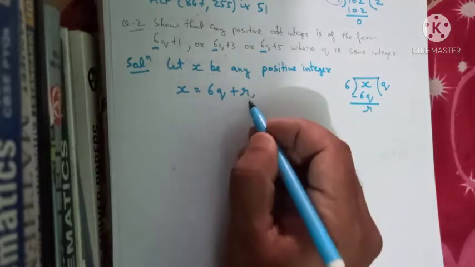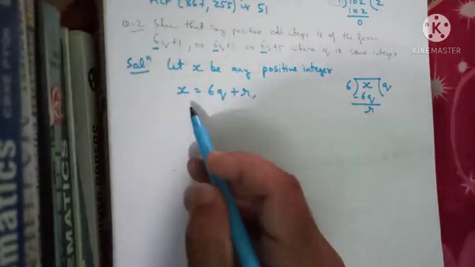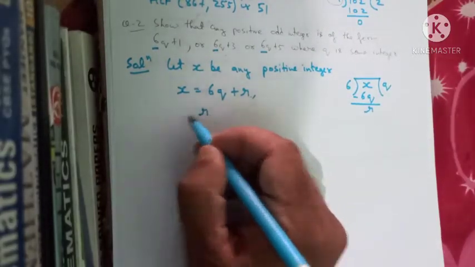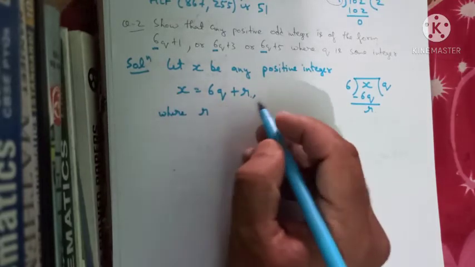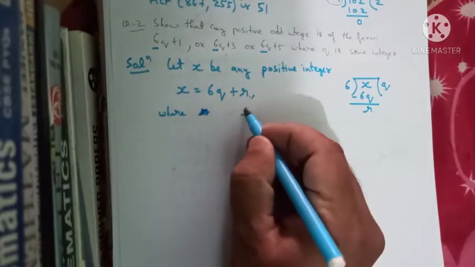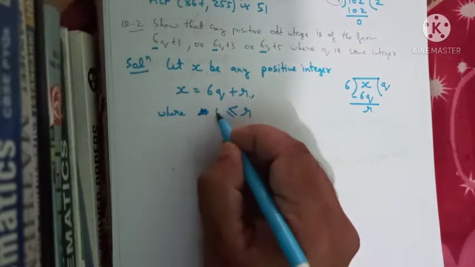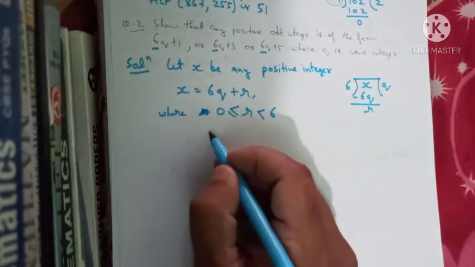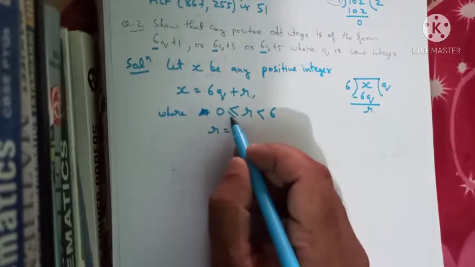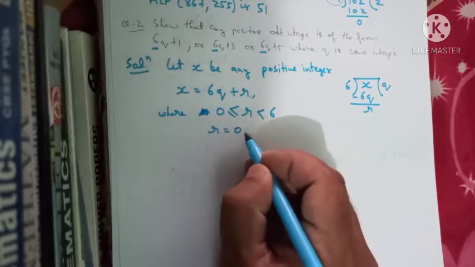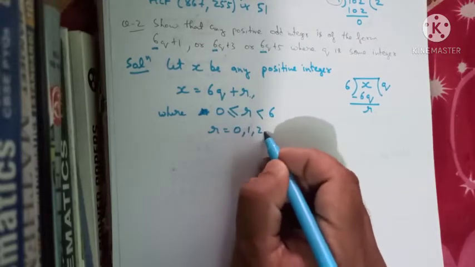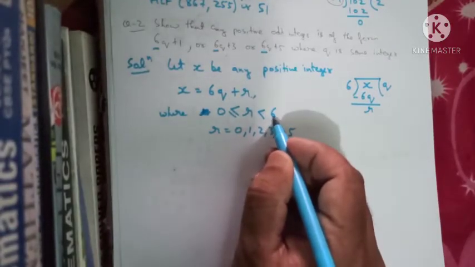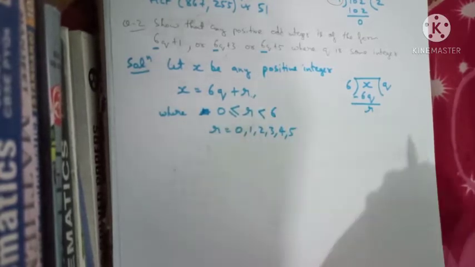where x and 6 are positive integers, and the value of r will be greater than or equal to 0 and less than the divisor, that is 6. This I have already told. So the value of r will be what? It will be greater than or equal to 0. It can be 0 or greater than 0, like 1, 2, 3, 4, 5. But it cannot be 6. It will be less than 6 and greater than or equal to 0.